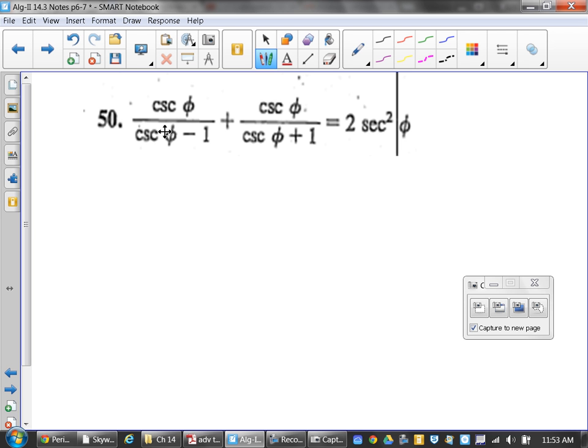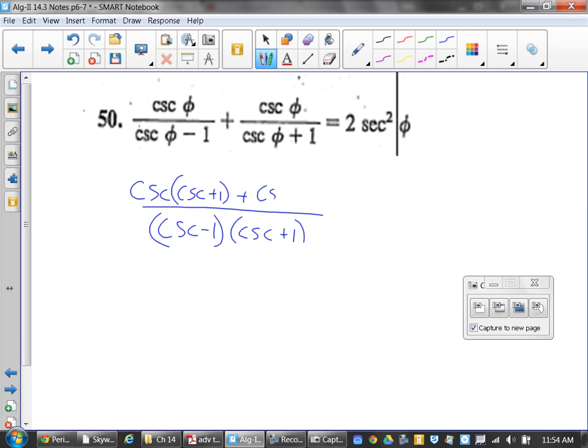All right. So if I'm looking at the left side there, what I want to do is make it look like 2 secant squared. So I'm going to get my common denominator. What's going to be the common denominator between cosecant minus 1 and cosecant plus 1? Cosecant squared minus 1. Right. So the common denominator, I'm just going to write it out long form right now, will be cosecant minus 1 times cosecant plus 1, and I'll simplify in a minute. For the fraction on the left, we need a cosecant plus 1 and a cosecant minus 1. You okay with that? Yeah. Sure.